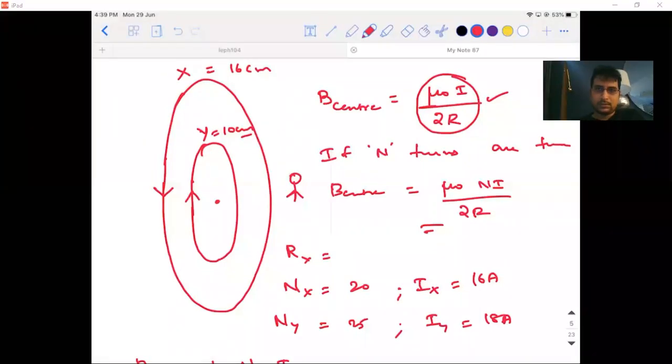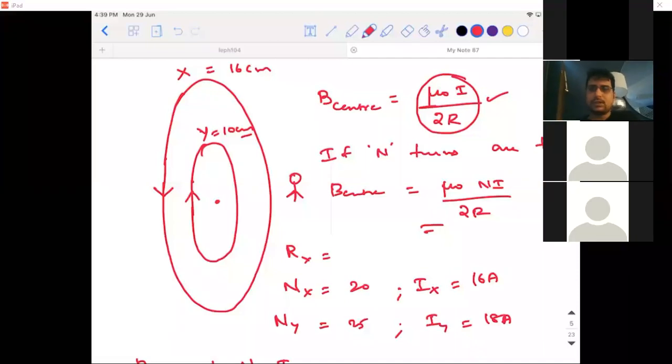Are you guys able to see me? Yes, sir. Okay, listen. What happens is the coil is like this. This is what you mean by north to south. They are in the north-south plane. One person is facing the west. So when the person is facing the west, in the outermost coil, the current is in the anti-clockwise direction, and in the innermost coil, the current is in the clockwise direction.